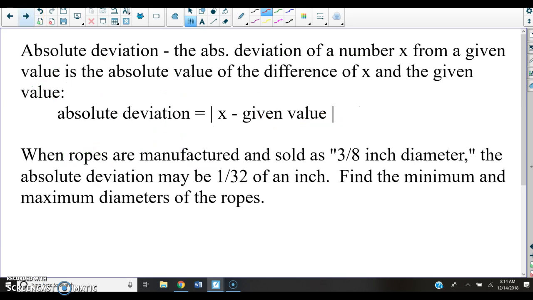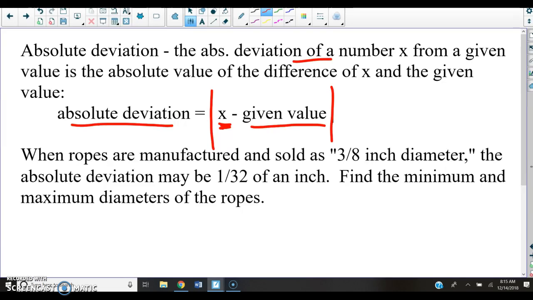Now we have to talk a little bit about absolute deviation. It's something that you'll use in real life, but it won't be called absolute deviation. But it's the same idea. The absolute deviation of a number x from a given value is the absolute value of the difference. So here we've got x minus the given value in the absolute value symbols, and that gives you your absolute deviation.